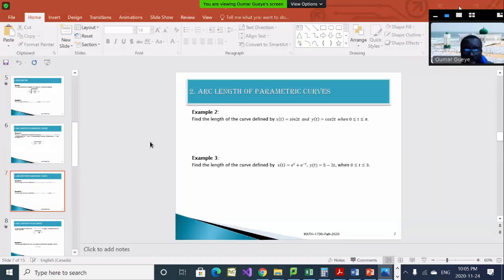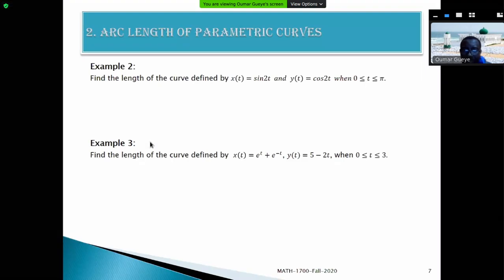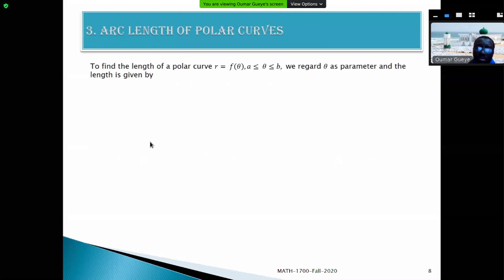So the next case is when you guys have a polar curve. So far we did, in the Cartesian coordinates, how to calculate the arc length. And here is when we have a polar curve. And next we'll see how to calculate the arc length of a polar curve. And same formula again. We suppose here we have a polar curve given by this equation r equal to f of theta, and theta is between these two values, a and b.